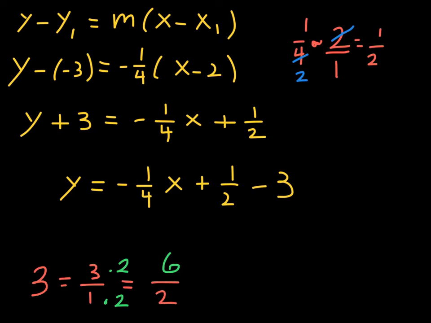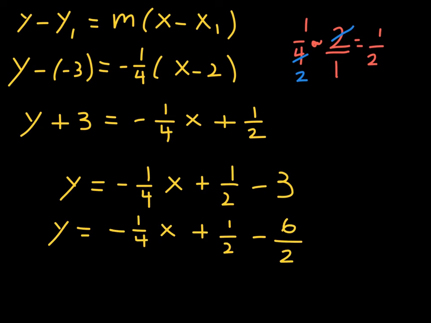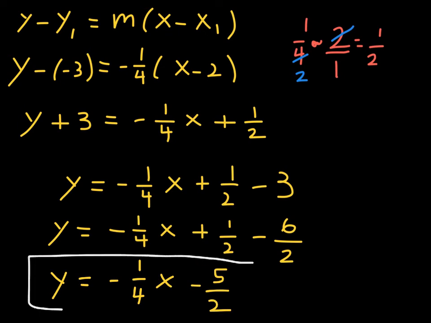So let me go back to our problem here, and I'll say y is equal to negative 1/4 x plus 1/2 minus 6 over 2. Okay? Which will then lead us to negative 1/4 x minus 5 halves. This is the slope-intercept form for this equation. Pretty cool, guys. Good work.